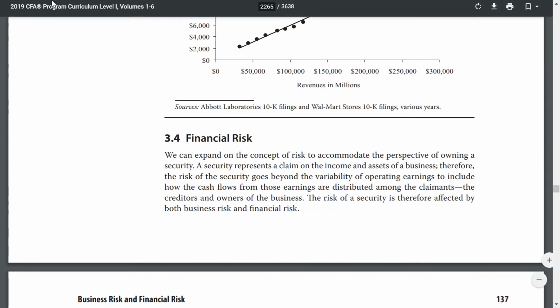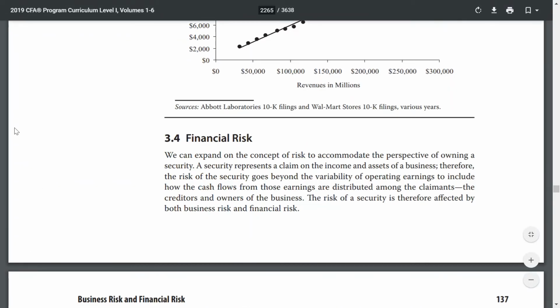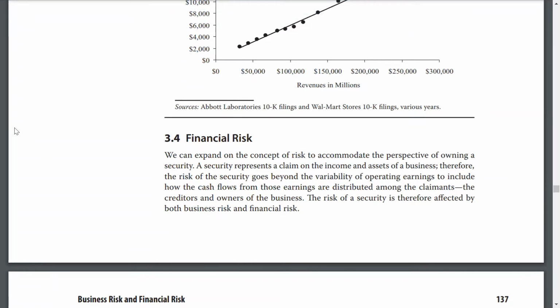The financial risks. We can expand on the concept of risk to accommodate the perspective of owning a security. A security represents a claim on the income and assets of a business. Therefore, the risk of a security goes beyond the variability of operating earnings to include how the cash flows from those earnings are distributed among the claimants, the creditors and owners of the business. The risk of a security is therefore affected by both business risk and financial risk.